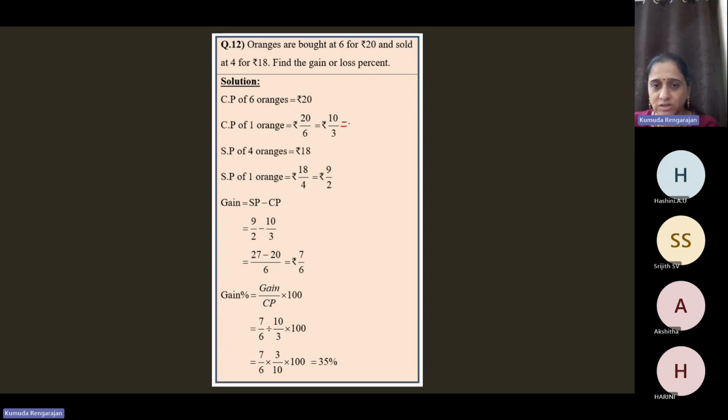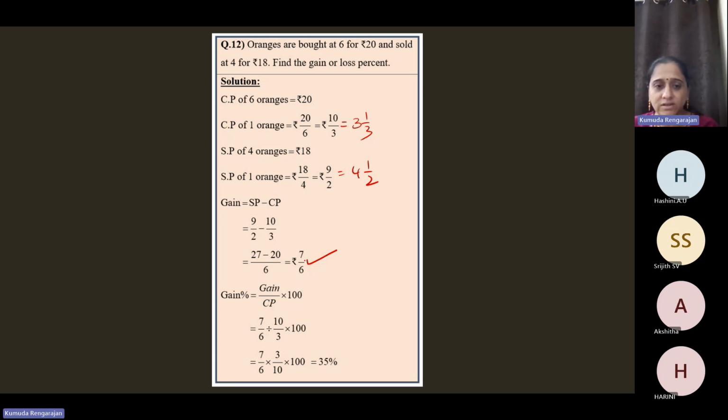Just write the mixed fraction. 3 1 by 3. This is 4.5. So SP is more. Okay, so it's a profit. So profit is SP minus CP. 9 by 2 minus 10 by 3. Take the LCM and you get this. This is the profit.